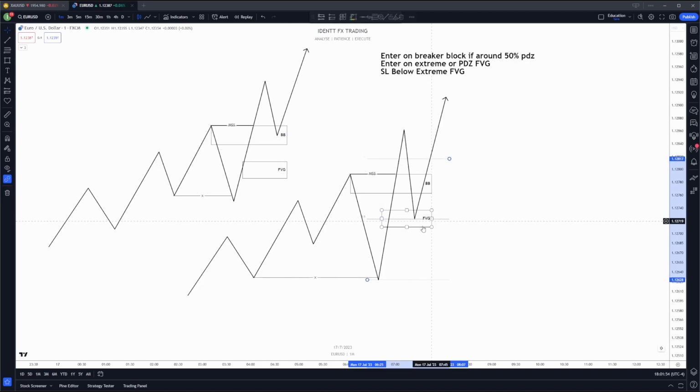Now, in the second example here, where we actually sweep liquidity from one of the previous lows, we can see that the breaker block is in a premium zone. So at that point, we are going to be looking for a fair value gap to actually enter off of.